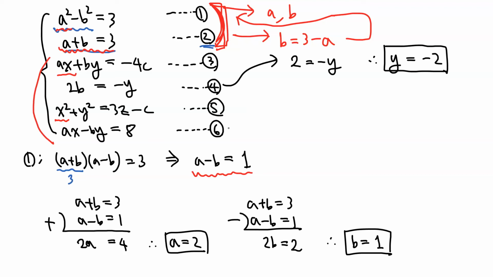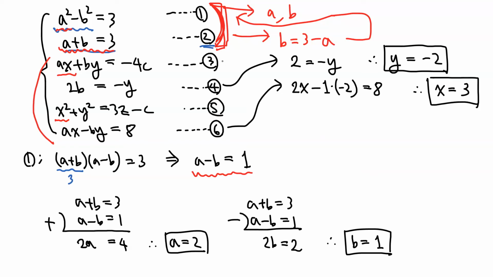And then, if we go to equation 6, we know the values for a, b, and y, right? So we have 2x minus 1 times minus 2 equals 8. And from here we can find out that x equals 3.